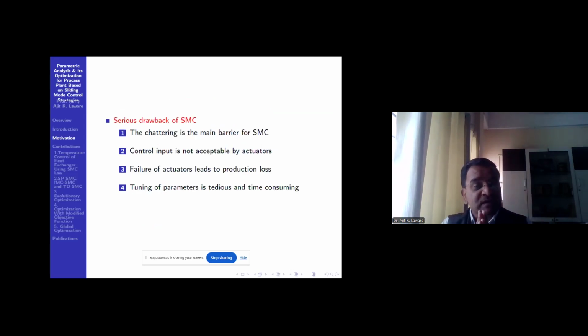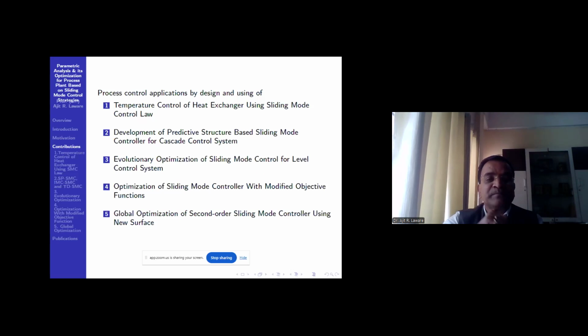The serious drawback of sliding mode control is chattering, and chattering is the main barrier. Your controller output U(t) may be unacceptable to the actuator, and there may be wear and tear of the actuator, or some fatigue failure. And non-trivial and time-consuming parameter tuning is another serious drawback of SMC.